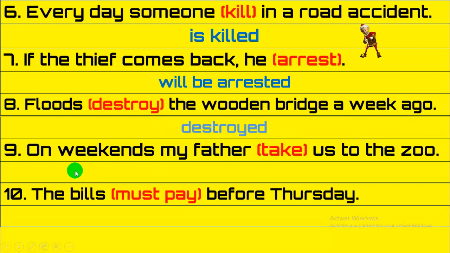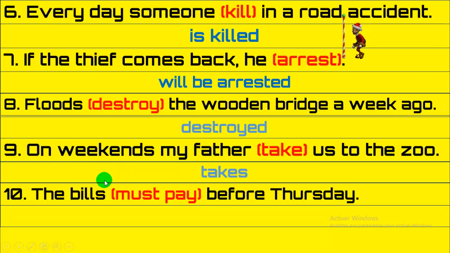Number 9. On weekends, my father take us to the zoo. Les week-ends, mon père nous amène au zoo. L'action d'amener au zoo, c'est mon père qui fait l'action de nous amener au zoo. So my father is the author of the action. It is active voice. On n'a pas besoin de be. We don't need be here. So on weekends, my father takes us to the zoo.